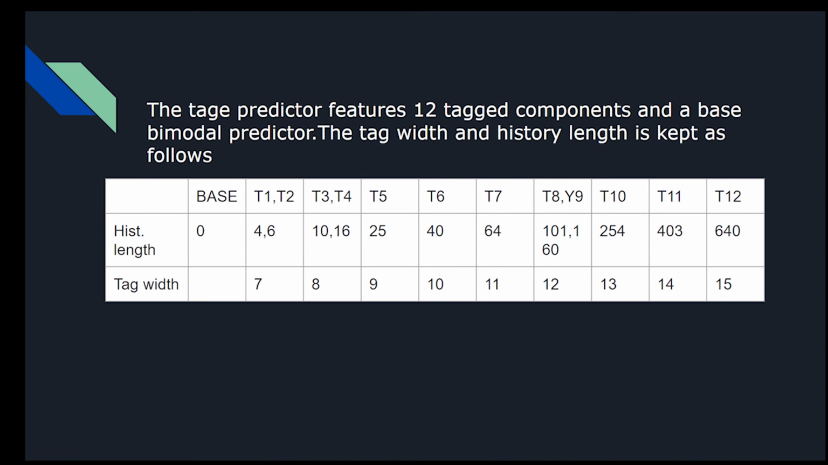The implemented TAGE predictor features 12 TAGE components and a base primary predictor. In each entry of the TAGE predictor, there is a 3-bit prediction counter, tags of different widths, and a 2-bit useful counter. The history length for each table is different and is based on a geometric series. Similarly, the L-TAGE predictor contains an additional loop predictor component where each entry consists of iteration counts of 14 bits, tags of 14 bits, confidence counters of 2 bits, and an age counter of 8 bits.